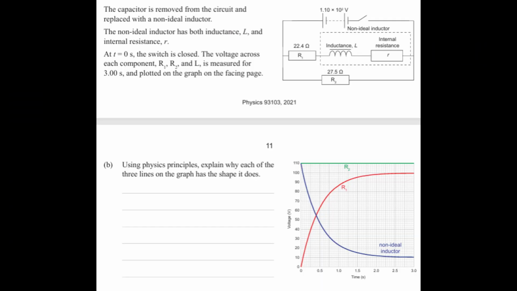Question 4b. The capacitor is removed from the circuit and replaced with a non-ideal inductor. The non-ideal inductor has both inductance, L, and internal resistance, R. At t equals 0 seconds, the switch is closed. The voltage across each component, R1, R2, and L, is measured for 3.00 s and plotted on a graph on the facing page. Using physics principles, explain why each of the 3 lines on the graph has the shape it does.